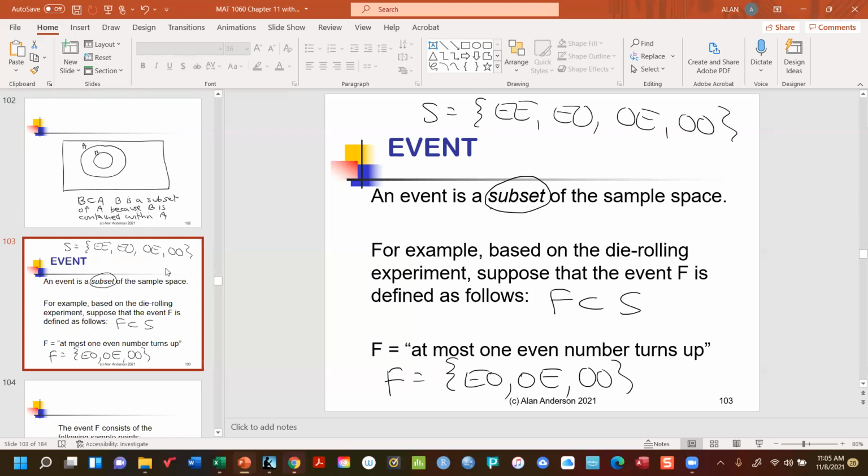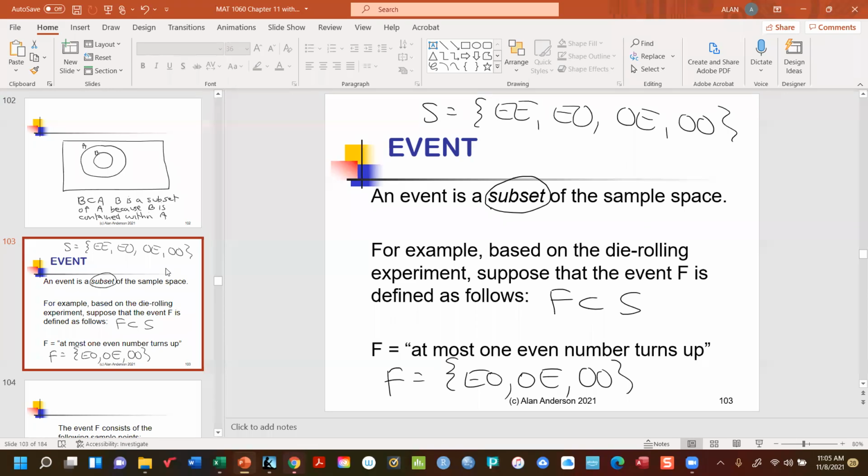So remember, S arises when we roll a die twice and we only pay attention to evens and odds. What if we are playing some kind of a game in a casino where our prize depends on this happening? At most, one even number turns up, which basically means everything but two evens. If we get two evens, we lose. But if we get anything else, we win a prize. So we'd like to know what is the probability of this actually happening. The first thing we want to do is write out F itself. And you can see it is simply a set that contains elements from the sample space, defined by this phrase, at most one even number turns up.